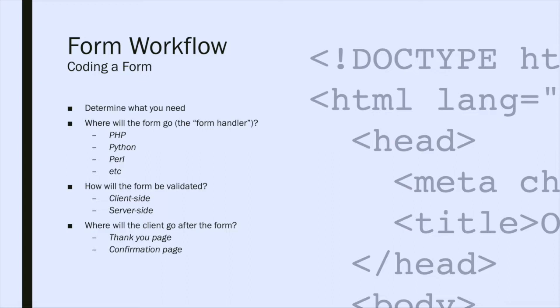The form workflow for coding a form. You first must determine what you need. Basically, once you have all the techniques and the concepts of the forms, you need to know exactly what you need in order to build the form. Next, where will the form go, aka the form handler? There are many form handler languages such as PHP, Python, Perl, etc., and these will take the information from the form and process it according to the information being provided.